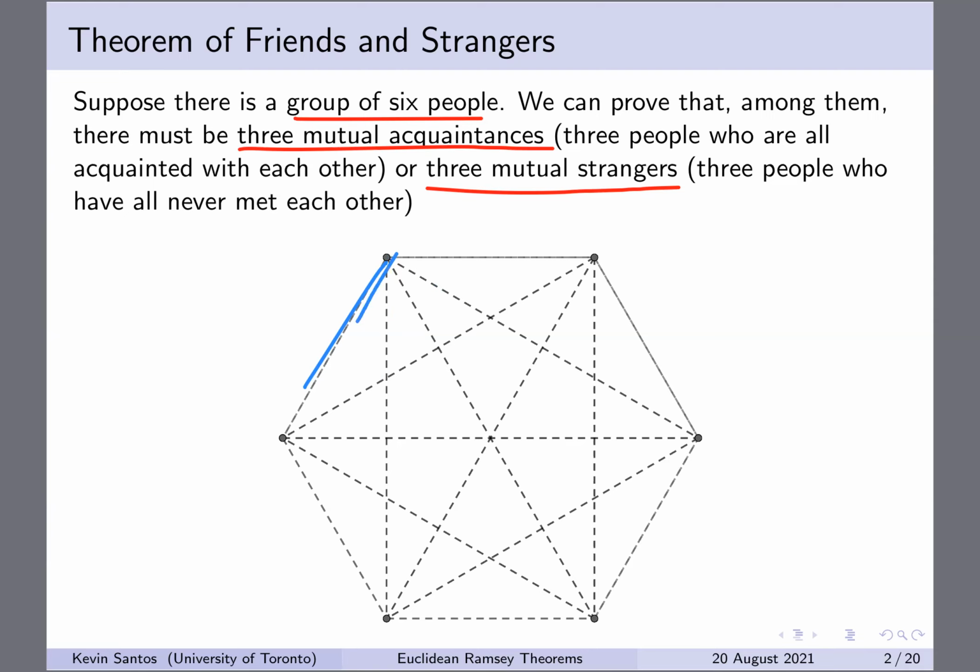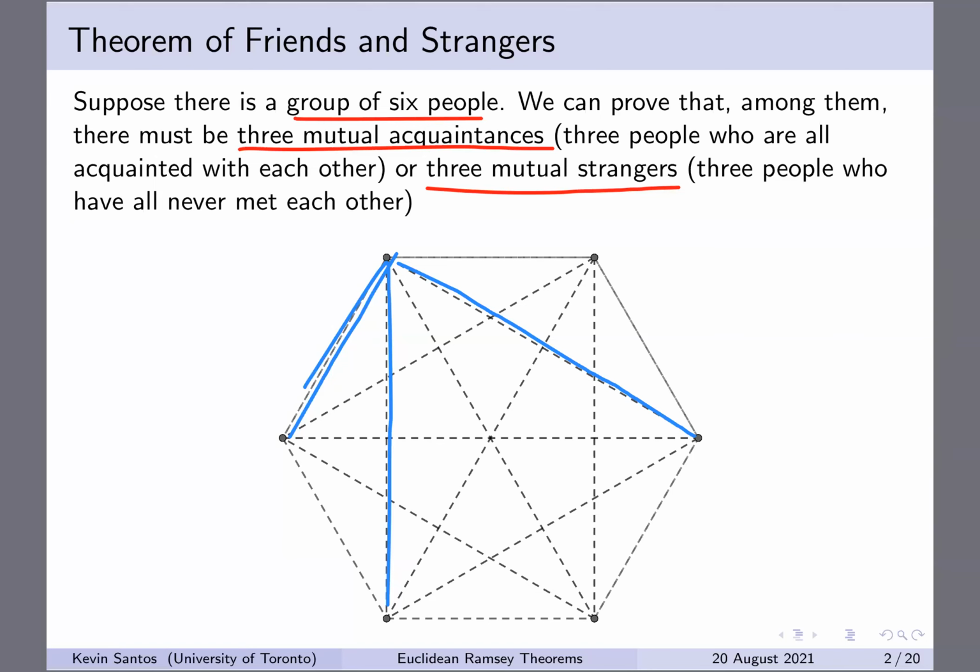So we're guaranteed to have at least 3 edges of the same color, say blue, without loss of generality. And now let's consider these 3 edges right here. If any of these 3 edges is blue, then we will have 3 strangers, because we have a blue triangle. If this edge is blue, then we'll have a blue triangle. Or if this edge is blue, we'll have a blue triangle. So in any of those cases, we'd have a blue triangle or 3 strangers.